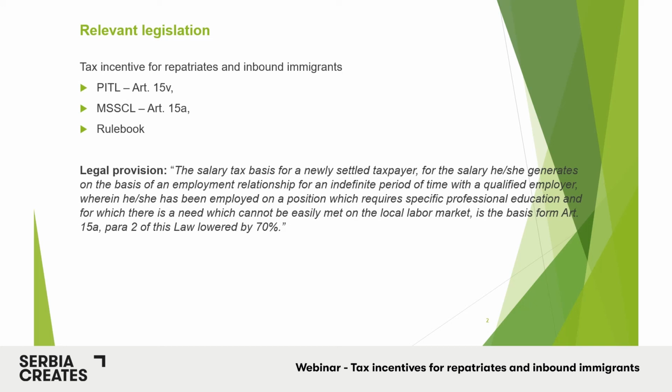And in essence, the legal provision that we are going to be talking about tonight states that the salary tax basis for a newly settled taxpayer, for the salary that he or she generates on the basis of an employment relationship for an indefinite period of time with a qualified employer, wherein he or she has been employed in a position which requires specific professional education and for which there is a need which cannot be easily met on the local labor market, is the basis from Article 15V, paragraph 2 of the Personal Income Tax Law, lowered by 70%.